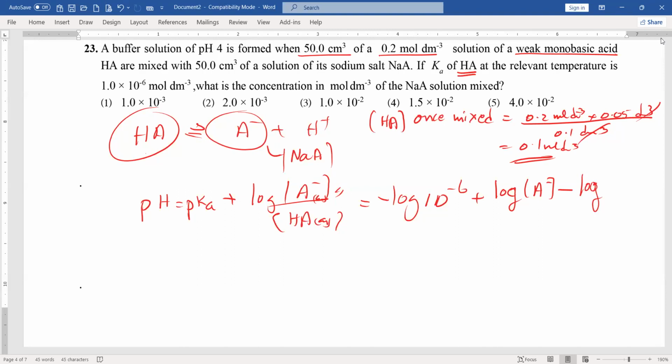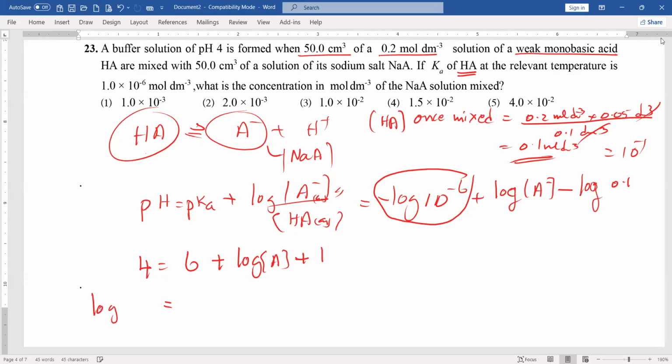So the HA concentration 0.1 equals 10 to the power minus 1. Now pH equals 4. pK is equal to 6 here. Anyway, this one is 6. Minus 6 into minus 1, 6. Plus log A, we don't know that. Log A is what we need to calculate. And here, 10 to the power minus 1, with the minus 1, can be plus 1.